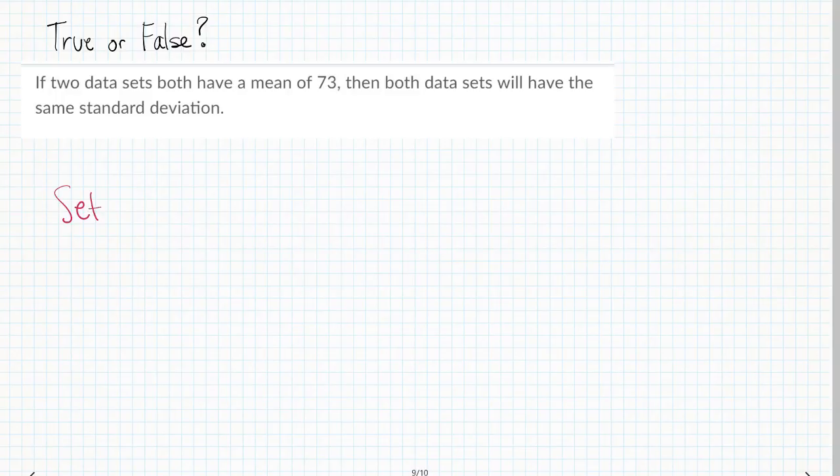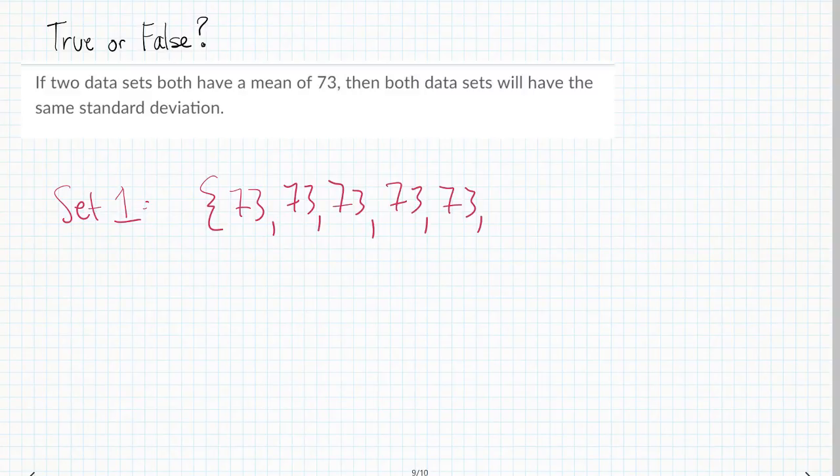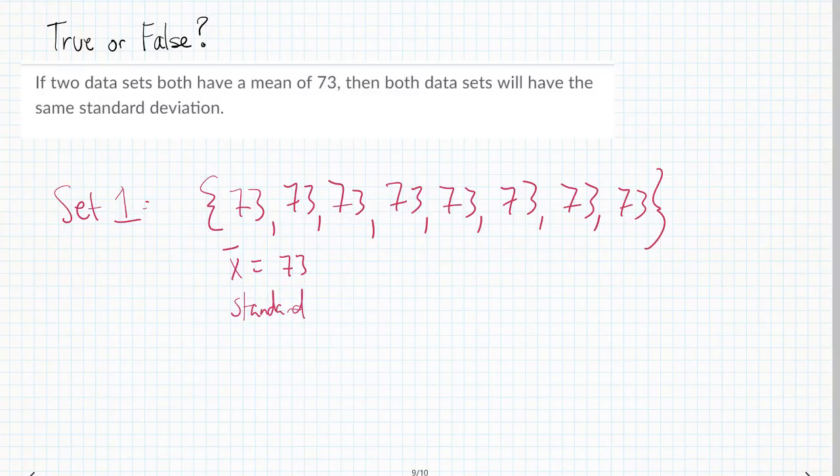I'm going to create two data sets, and I need to keep the mean to be 73. The way to do that, first off, I'll just have every value be 73. And I can list 20 of these, 40 of these, it doesn't matter how many. But notice this has the mean being 73, so x bar equals 73. And I'll tell you right now the standard deviation, which we usually denote by S, I'll just write it out. Standard deviation, this one's an easy calculation, it equals 0.